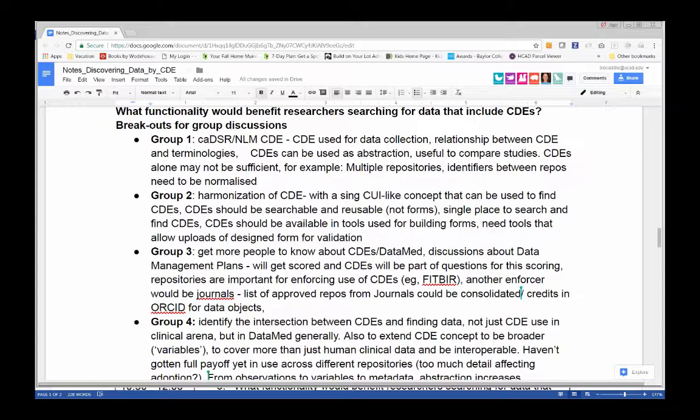So we identified the problem as identifying the intersection between CDEs and discovering data, and not just CDE use in the clinical area, but in data management generally, and then extending CDE concepts to a broader range to include variables to cover more than just human clinical data and be interoperable with more systems. The observation was made that we haven't gotten full payoff yet in use across the different repositories, maybe because too much detail is affecting adoption.